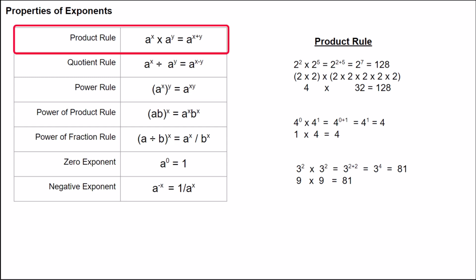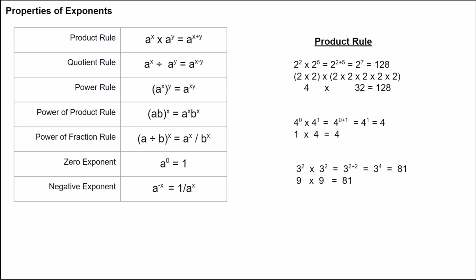First, we have the product rule, and that says that for any base, in this case a to the x times a to the y is equal to a to the x plus y. Let's talk about this in a practical way so we understand why exactly.